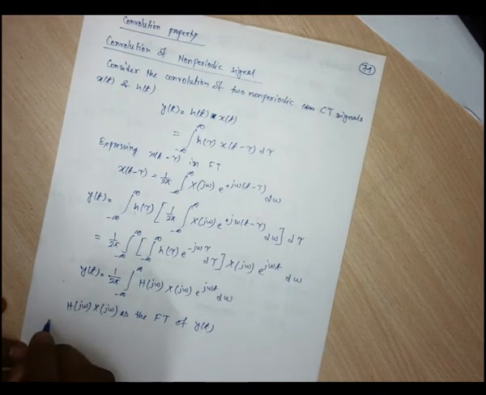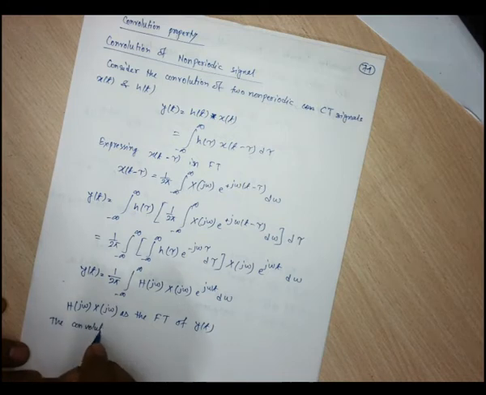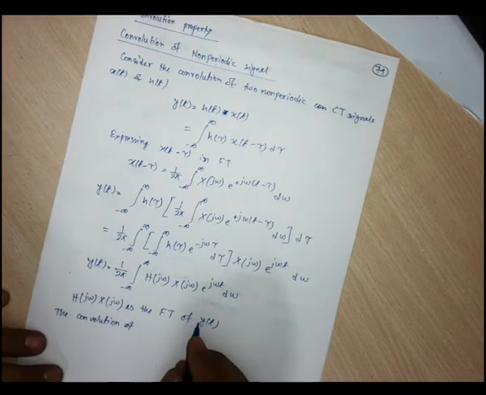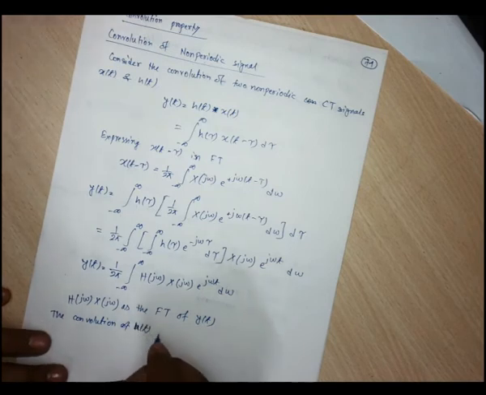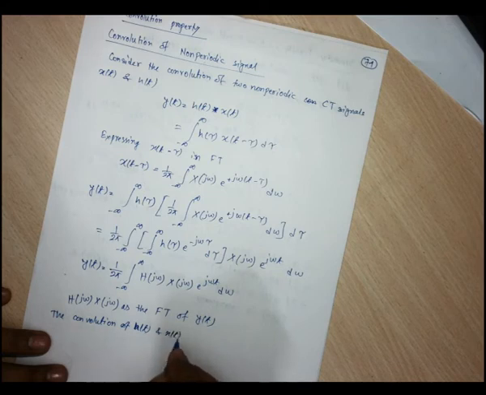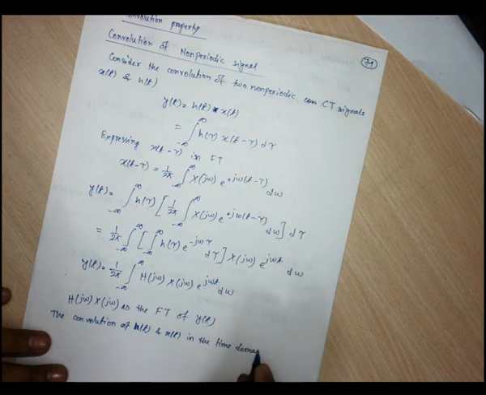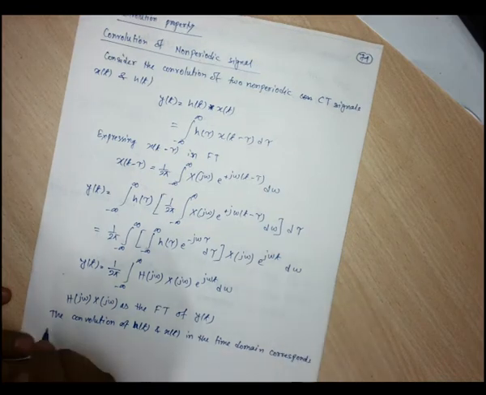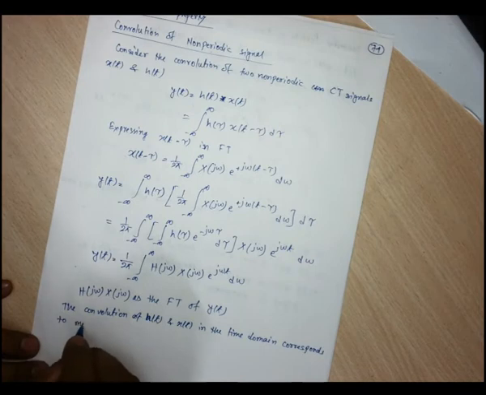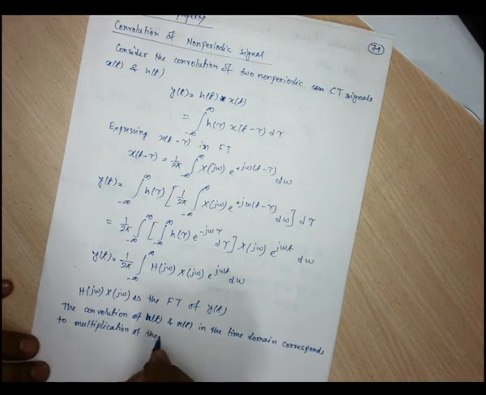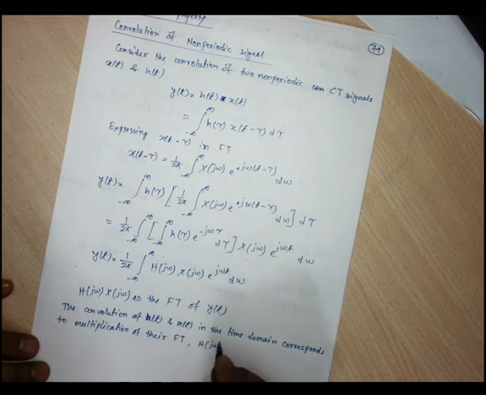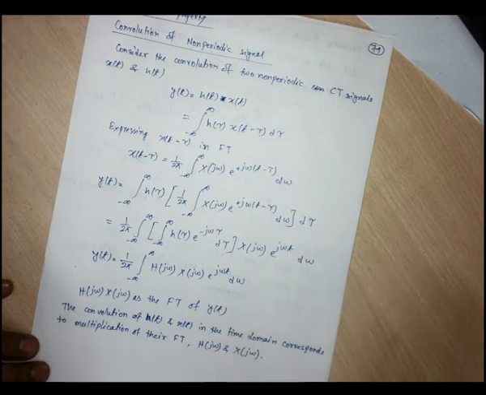So the convolution of h(t) and x(t) in the time domain corresponds to multiplication of their Fourier transforms, that is H(jω) and X(jω), right?